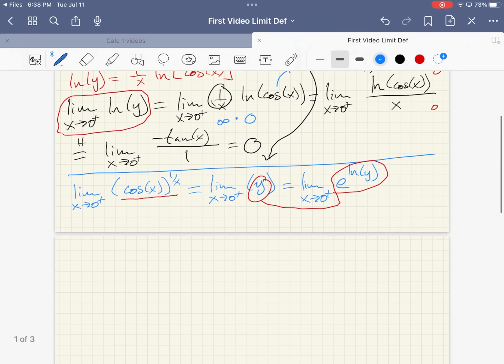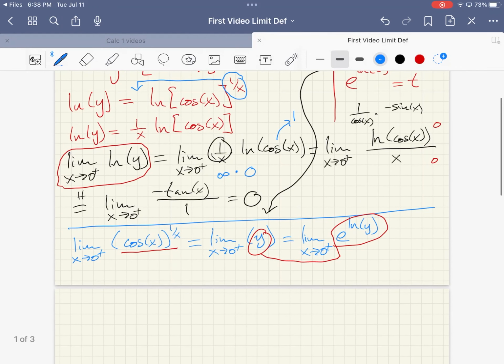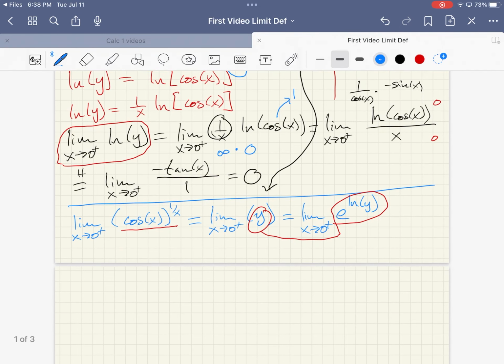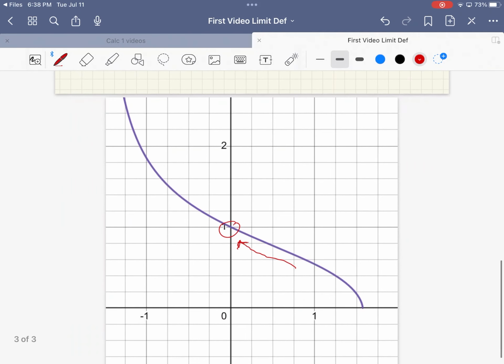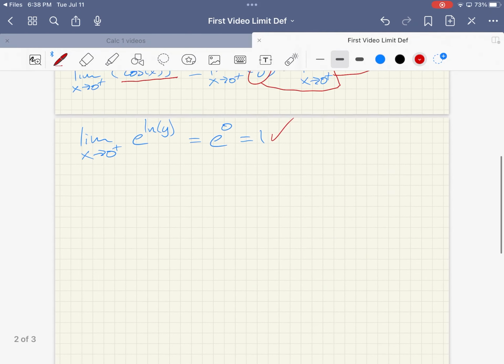And so then that's going to equal, now we know from here that when we take the limit of the natural log of y, we get 0. So therefore, and e is just a constant, so we have the limit as x approaches 0 from the right of e to the natural log of y will equal e to the 0, which is 1. Which is precisely what we expected it to be via the graph.